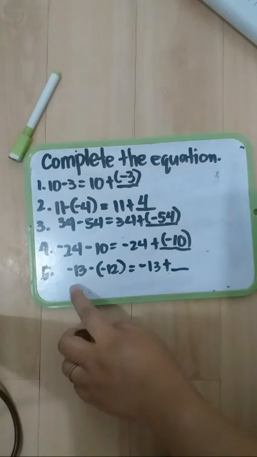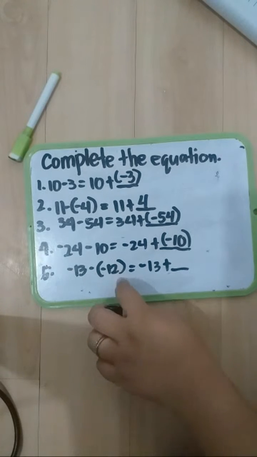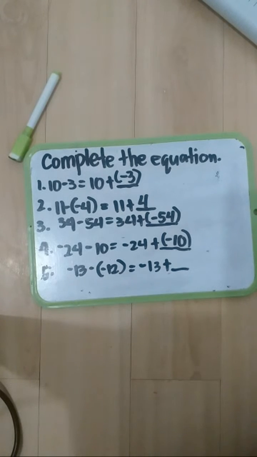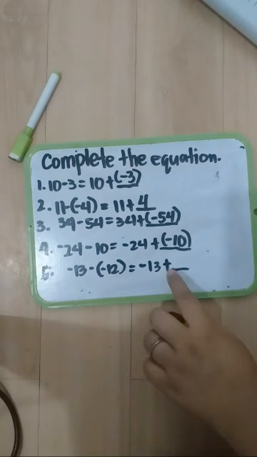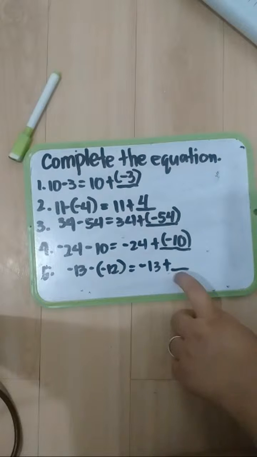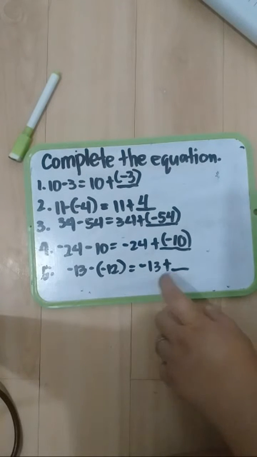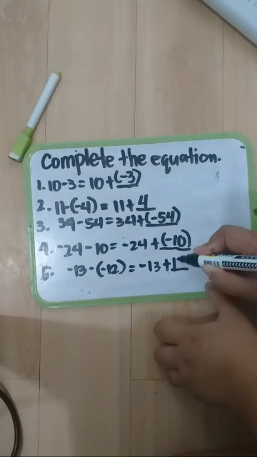For number 5, negative 13 minus negative 12. Anong i-add natin dito? 12 or negative 12? Dalawa ang pagpipilian natin ha. Positive 12 or negative 12? The correct answer is positive 12.